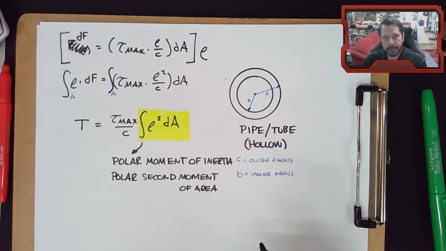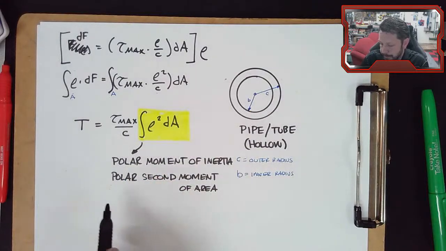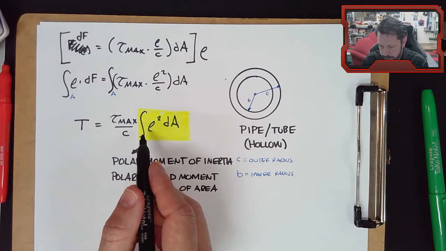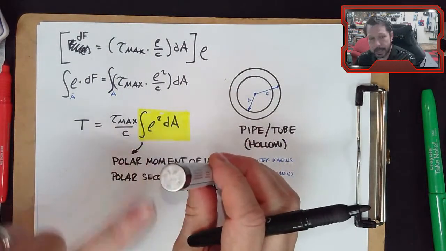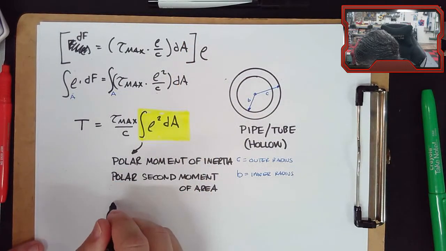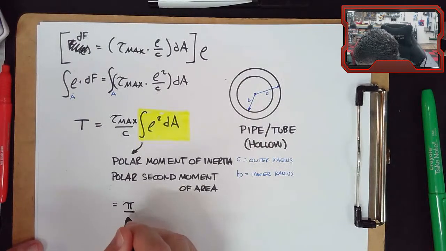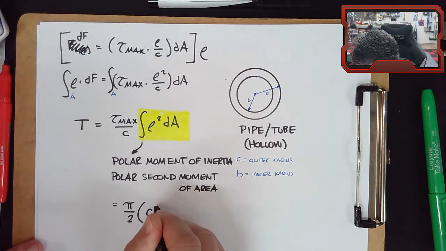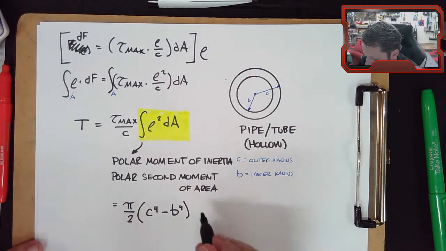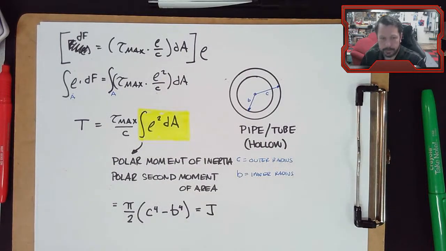The first moment of area was part of the numerator for the centroid. Remember, it was just y dA. This is rho squared dA. As long as this relates back to a circular shaft, whether it's hollow or solid, then this term will equal pi over 2 times c to the fourth minus b to the fourth. And instead of writing this most of the time, we give it the variable J. So J is the polar moment of inertia, or the polar second moment of area.